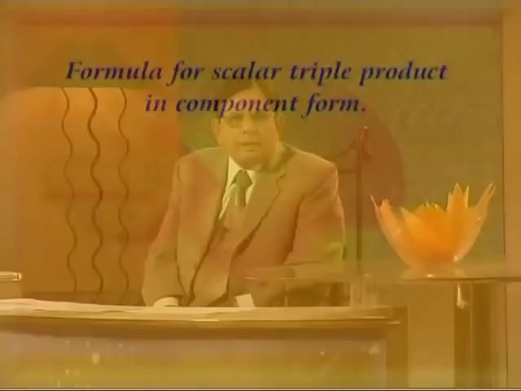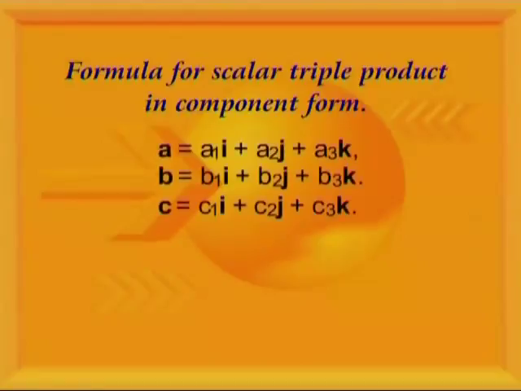Now, as in the case of scalar product and cross product of two vectors, where we have given the formula in the rectangular components form, we give the method and formula for finding the scalar triple product in components form. Let us do that. We have vector A equal to A1i plus A2j plus A3k, and vector B equal to B1i plus B2j plus B3k, and the vector C equal to C1i plus C2j plus C3k.